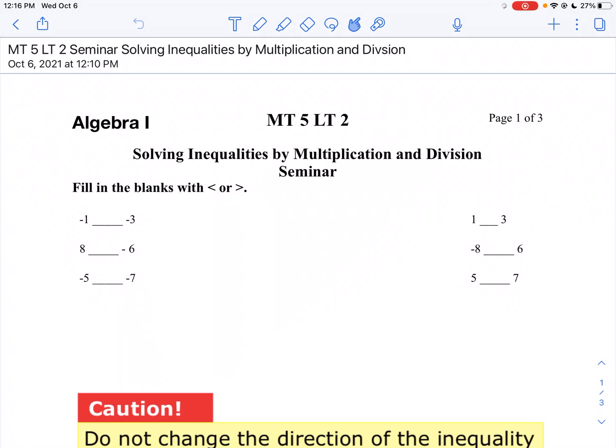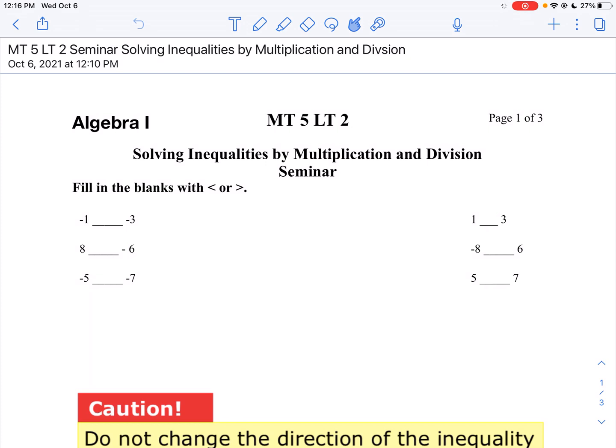Hello. In this seminar, I would like you to solve linear inequalities by using multiplication and division. When we start here, I want you to fill in the blank with a less than sign or a greater than sign. Remember, if a number is to the left on the number line, it's less than. If it's to the right on the number line, it's greater than. And so pause the video and fill in the 6 blanks.